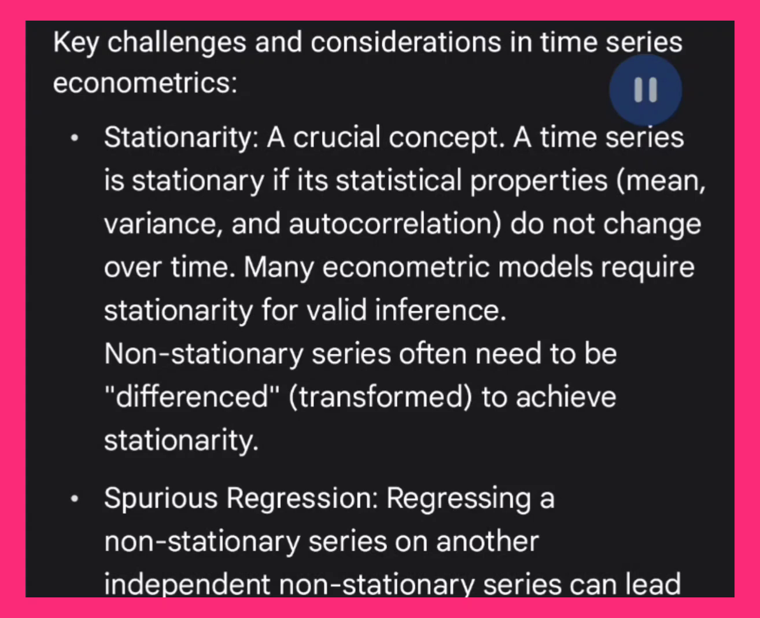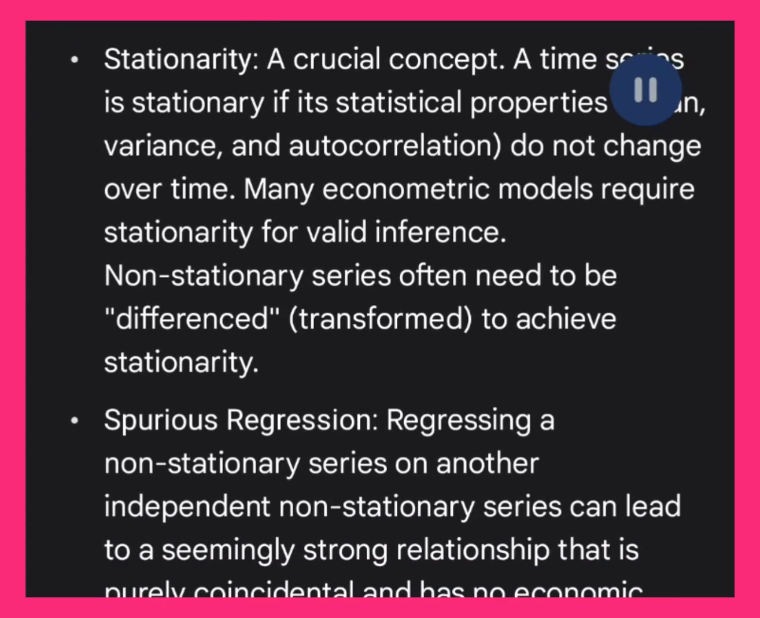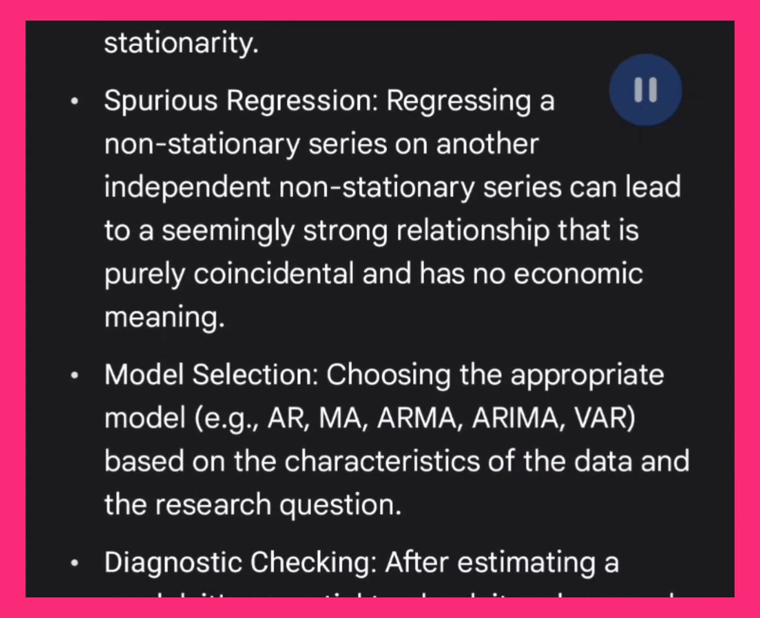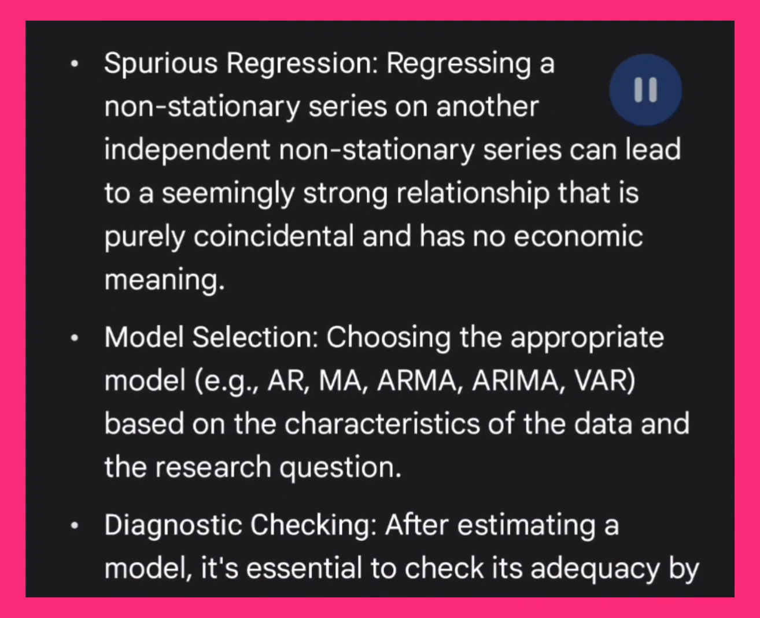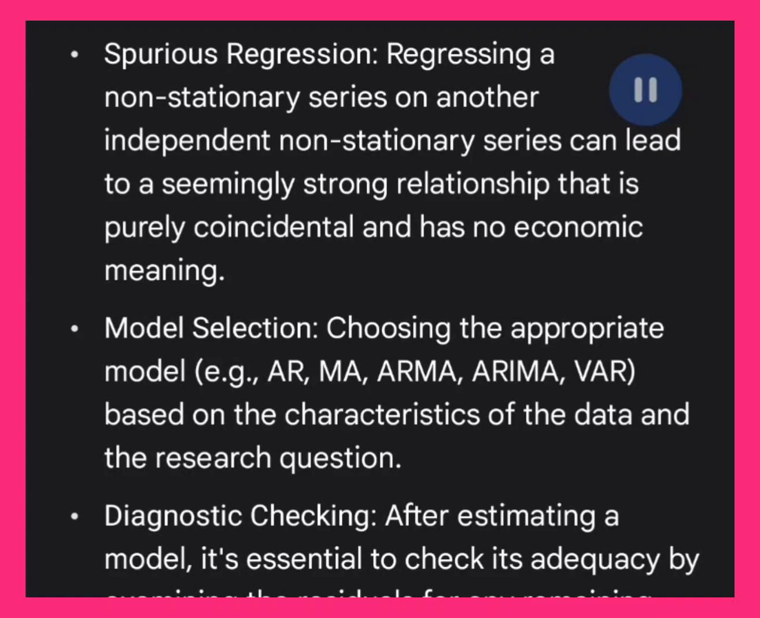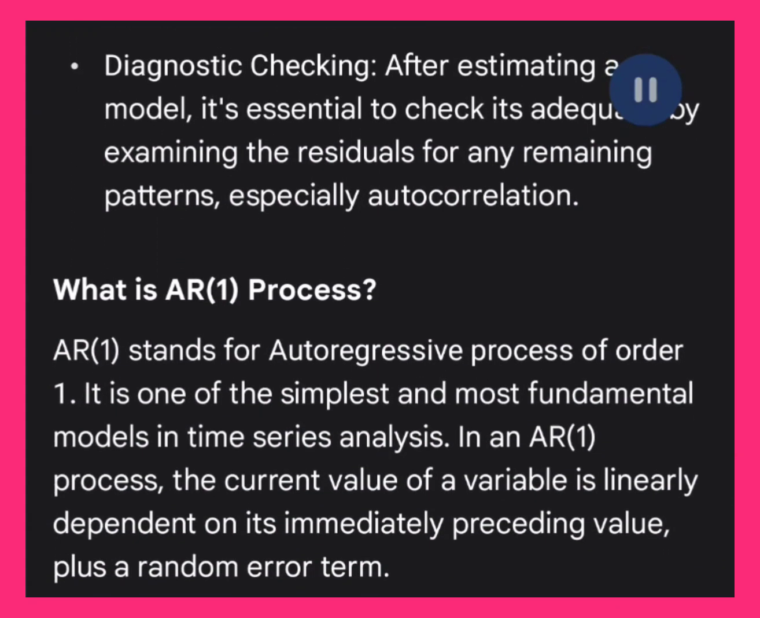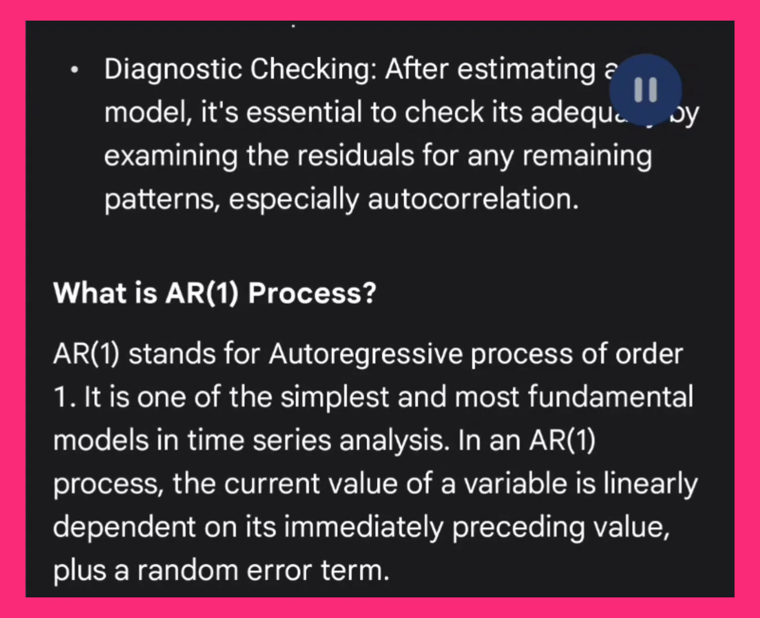Spurious regression. Regressing a non-stationary series on another independent non-stationary series can lead to a seemingly strong relationship that is purely coincidental and has no economic meaning. Model selection. Choosing the appropriate model, e.g., AR, ARMA, VAR, based on the characteristics of the data and the research question. Diagnostic checking. After estimating a model, it's essential to check its adequacy by examining the residuals for any remaining patterns, especially autocorrelation. What is an AR(1) process?